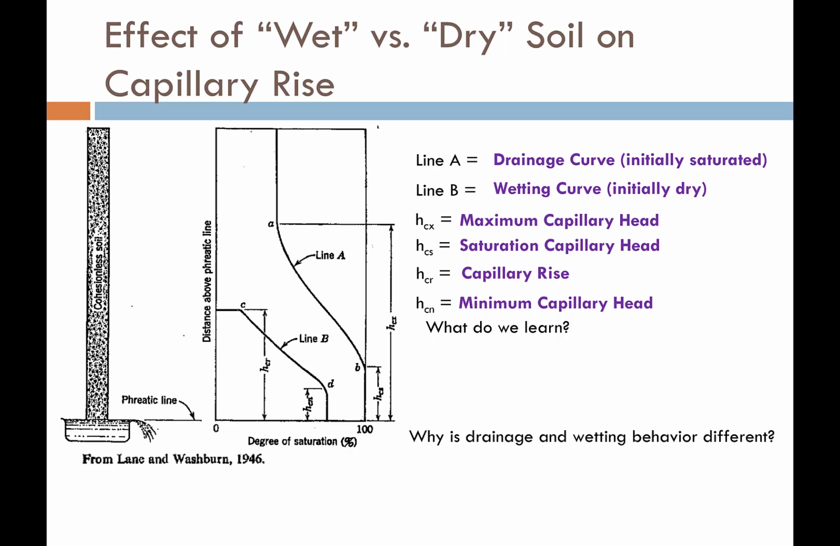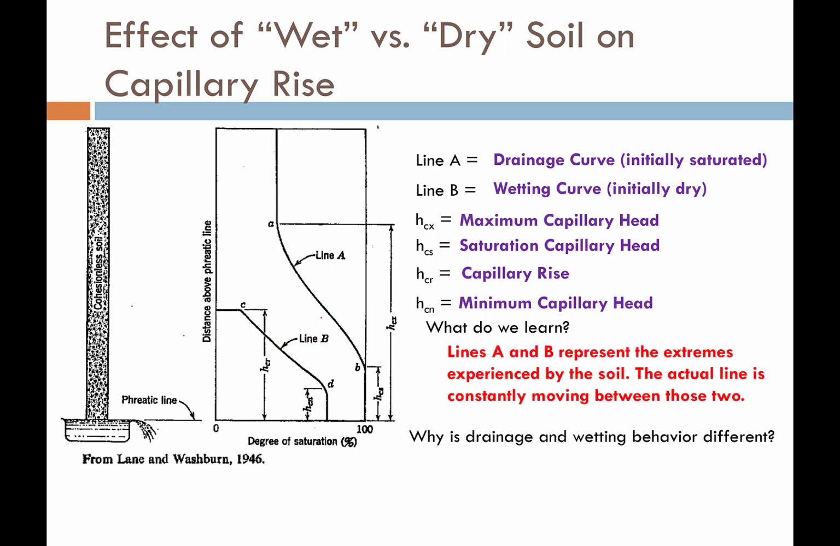So these two curves, in essence, represent boundaries of what we would expect for the two extreme conditions of soil, fully saturated or fully non-saturated, or in other words, fully dry. And every condition of the soil is going to fall between these two boundaries. So these boundaries, in essence, represent bookends. They represent the two extremes experienced by the soil. And the actual degree of saturation at any time is going to be somewhere between these two lines.